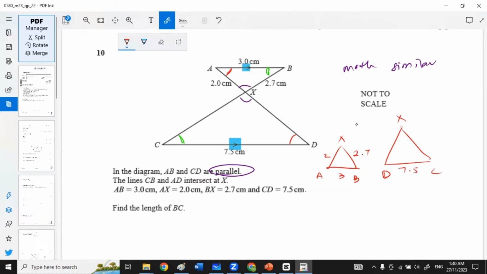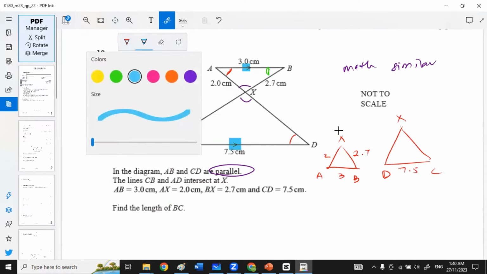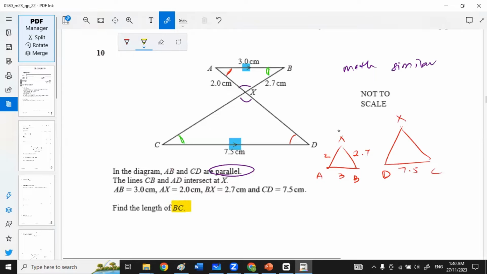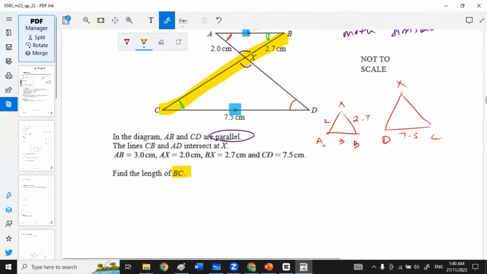Okay. And the question asks for, find the length of BC here. Okay. So BC basically is equal to BX plus CX. Okay. BX is 2.7 plus CX. Okay, CX, we're going to find CX. Okay, just put here.